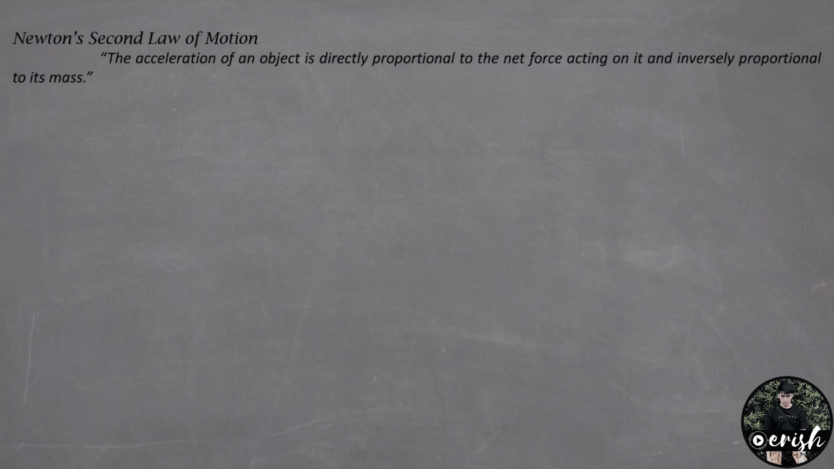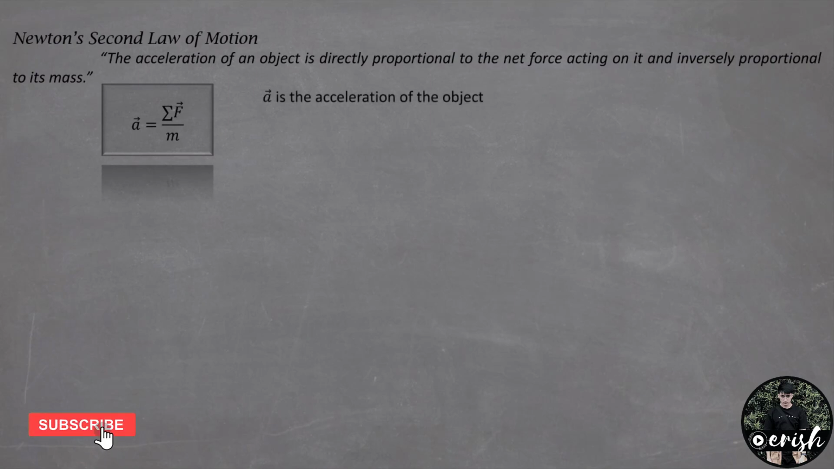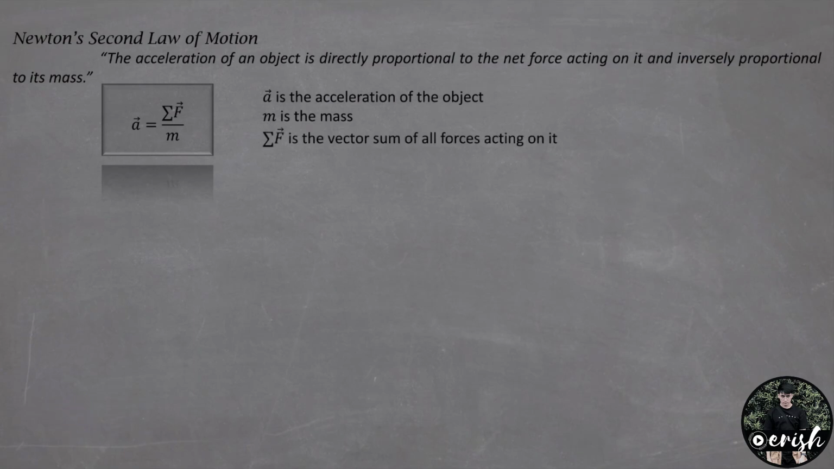The acceleration of an object is directly proportional to the net force acting on it and inversely proportional to its mass. Yung constant of proportionality is equal to 1, and if we are going to rewrite into mathematical terms, this is our formula for the second law of motion, where the a is the acceleration of the object, m is the mass, and summation of F is the vector sum of all forces acting on it, or the net force.